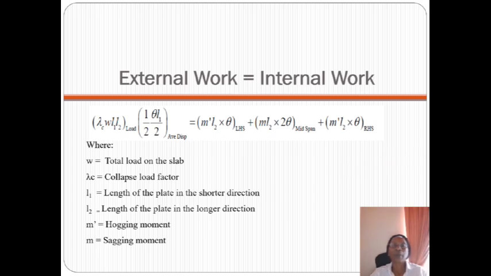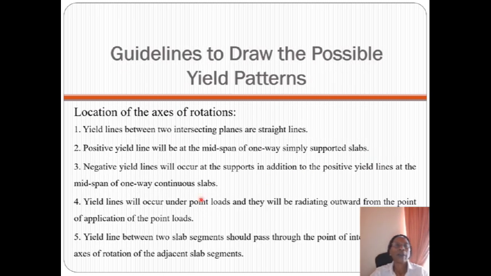Then you find that for the yield line, there are guidelines to draw the yield patterns, and that has already been covered. I'm just repeating. So, location of the axis of rotation. One, the yield lines between two intersecting planes are straight lines. Positive yield lines will be at the midspan of a one-way simply supported slab. Negative yield lines will occur at the supports in addition to the positive yield lines at the midspan. Yield lines will occur at the point loads.